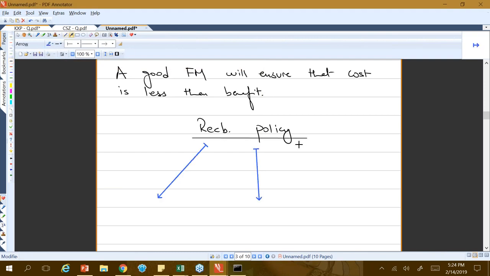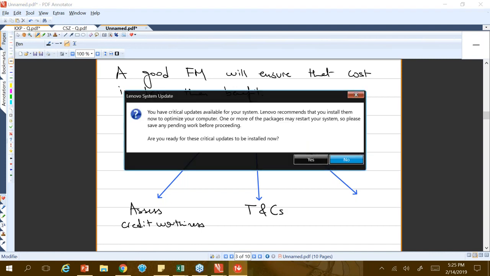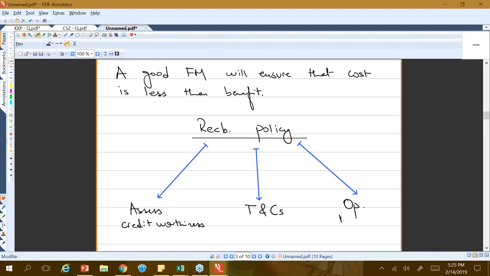Well, a good receivables policy has got three elements. Number one, we should be able to assess credit worthiness of our customers. Number two, we should be able to think of some T&Cs, the terms and conditions. And number three, we should be looking at operational management of the receivables, or the day-to-day management of the receivables. So to think of receivables policy, three things, and I will do a question very shortly with you where I will talk about the detailed things within these headings.